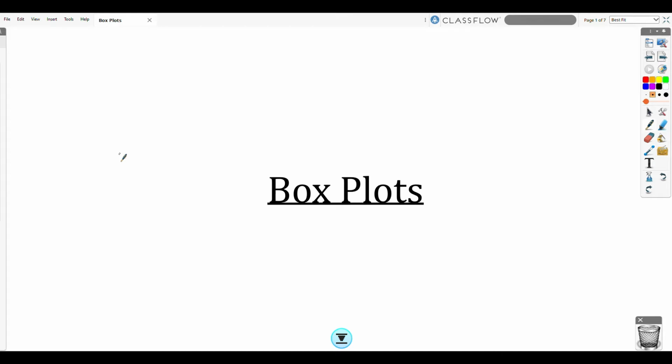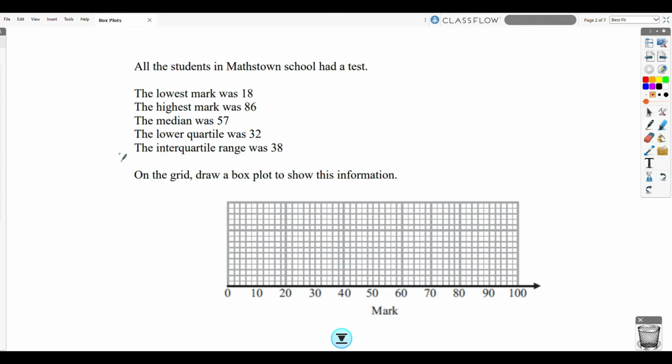What we're going to be doing today is looking at box plots or box and whisker diagrams. These are a way of representing how spread out the data is. First one, we're given this question about tests of students in Maths Town School.